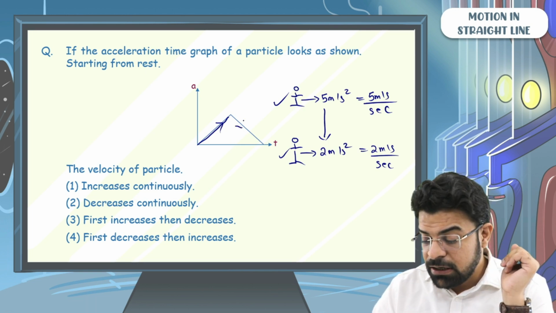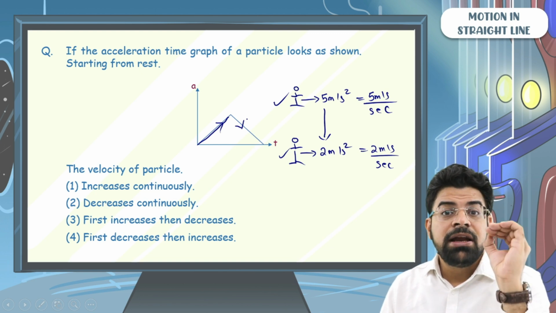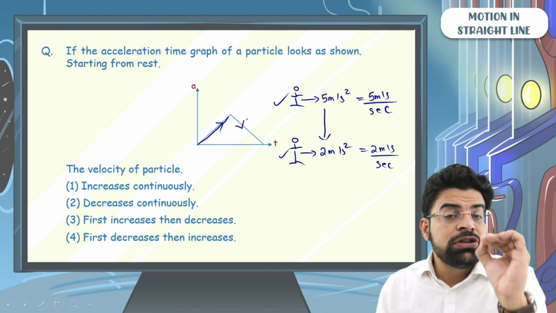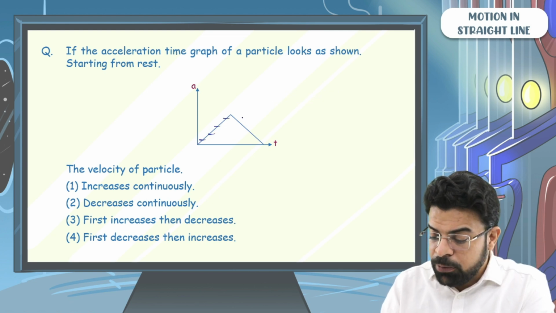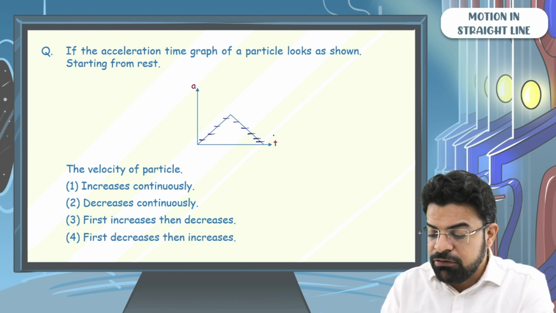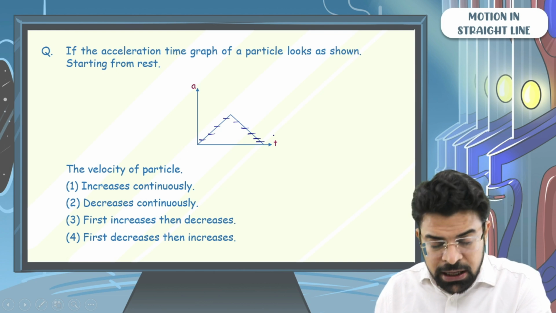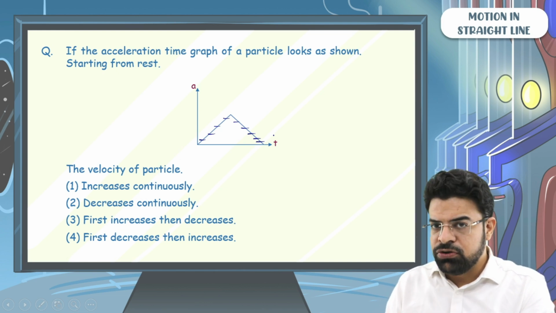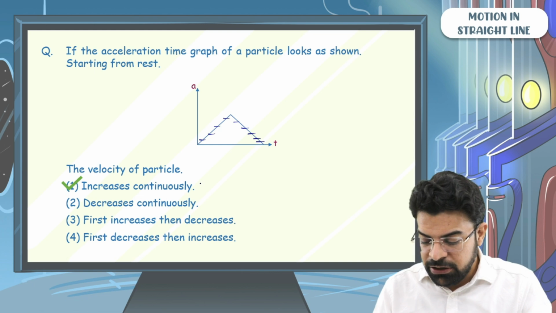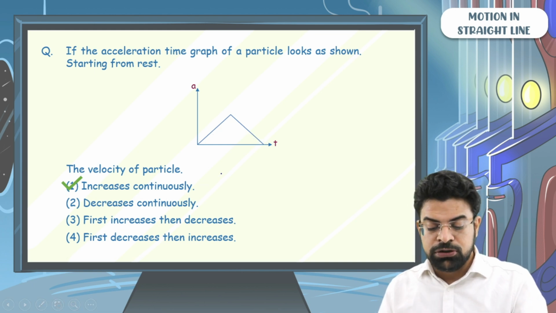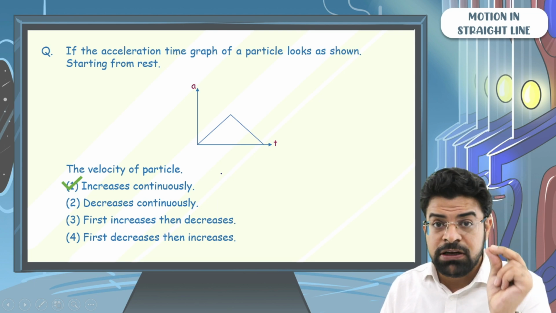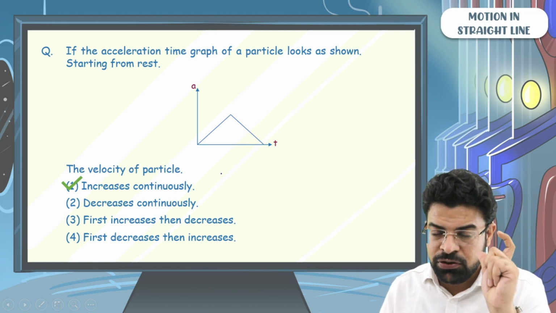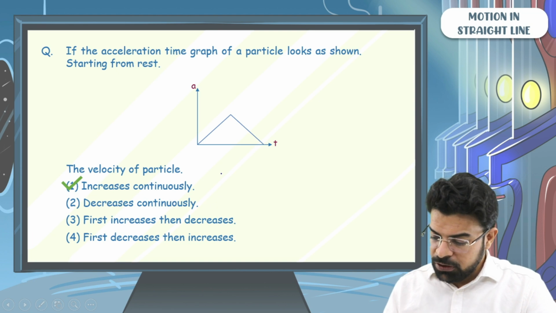Then when the acceleration decreases, the rate of increase of velocity decreases. But till the time the particle has a positive acceleration, the velocity will keep on increasing. Hence, the correct answer to this question is the velocity increases continuously, which is option number 1. Till the time acceleration is positive, the velocity will keep on increasing. This is the line you have to keep in mind. Let's move on.